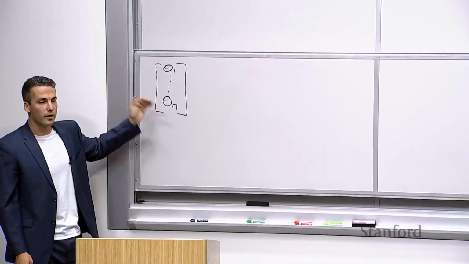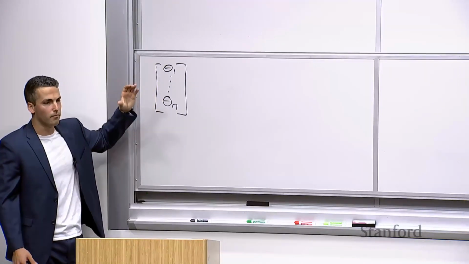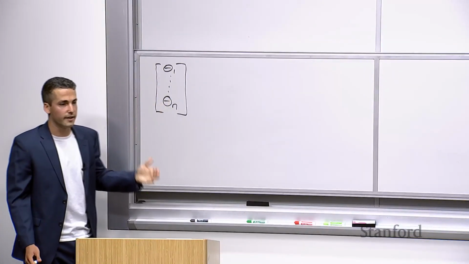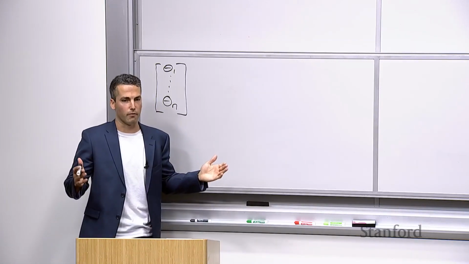Our policy could be parameterized by a neural network, and these would be the weights and biases of our neural network, but it doesn't have to be. It can be some other general function.